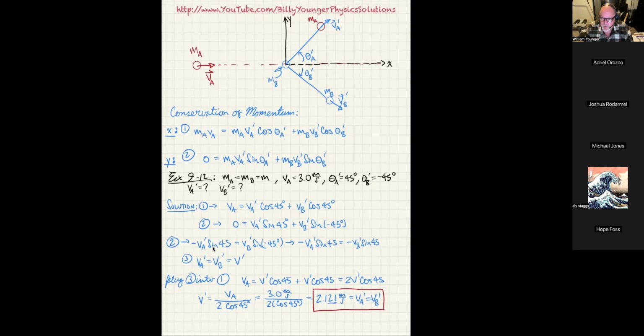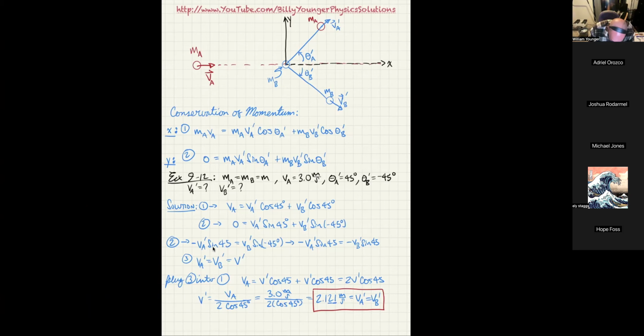VA squared has got to equal VB prime squared plus VA prime squared. That would be consistent with theta A prime being positive 45 and theta B prime being negative 45. And that's exactly a right triangle. So from that, you get basically the Pythagorean theorem.